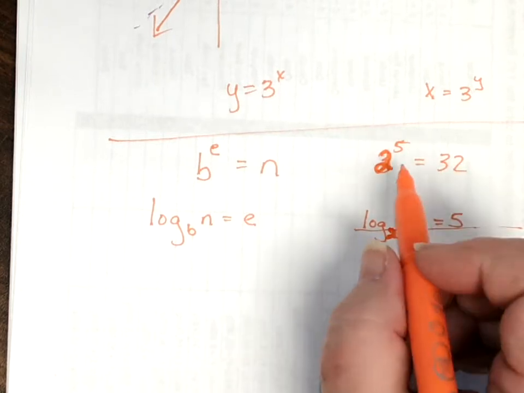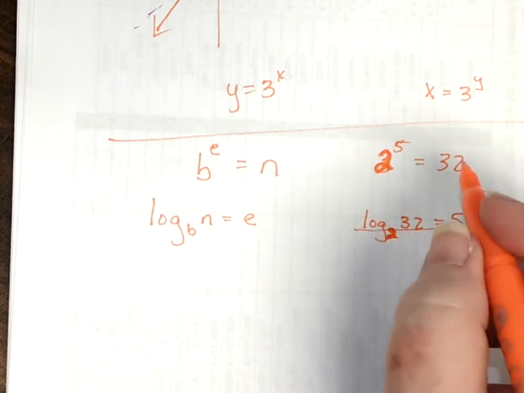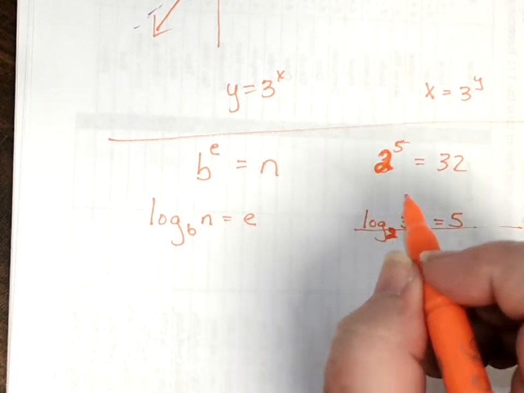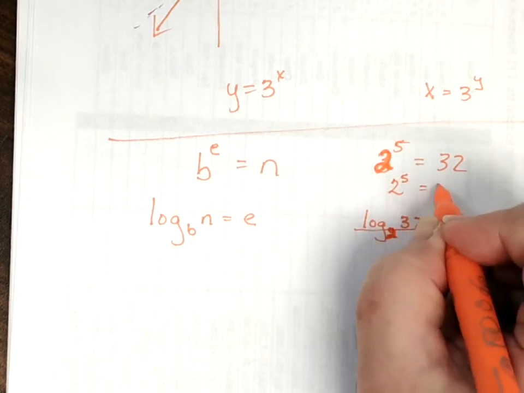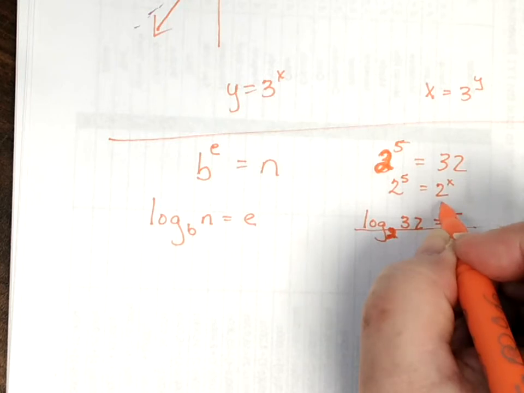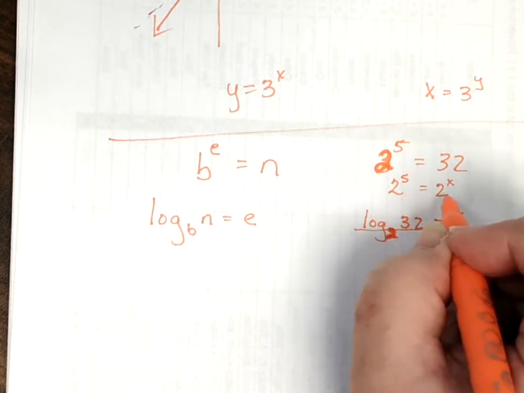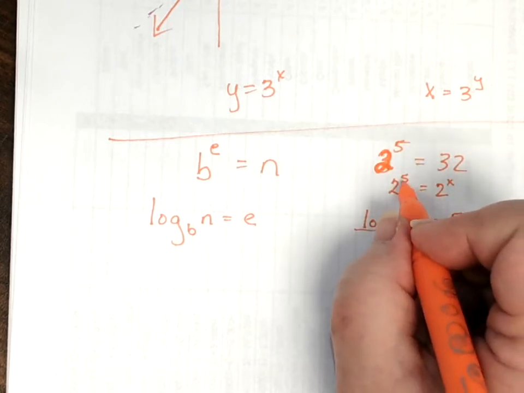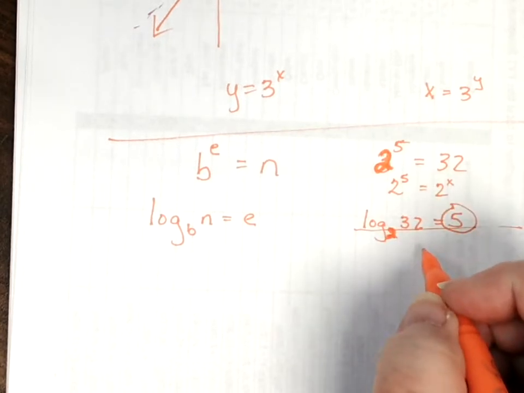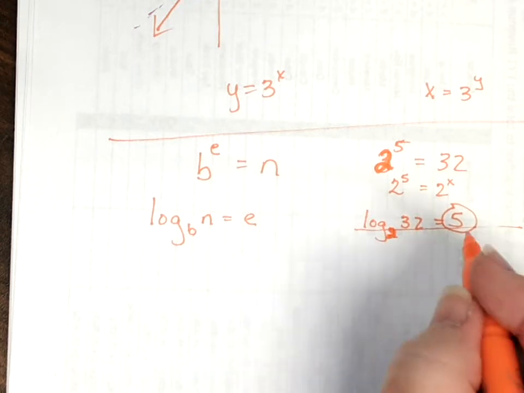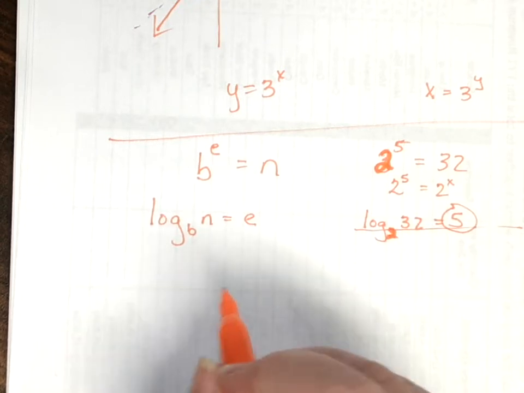But when we look at this problem, remember we already learned in section 5.3 that we could write 2 to the 5th equals 2 to what power? And since we know the bases are the same and I know they're equal to each other, then x has to be 5. The exponent had to be 5. Sometimes, though, it's not about solving them. Sometimes it's just about rewriting them.